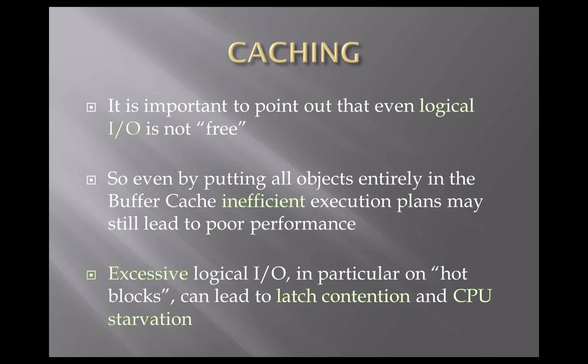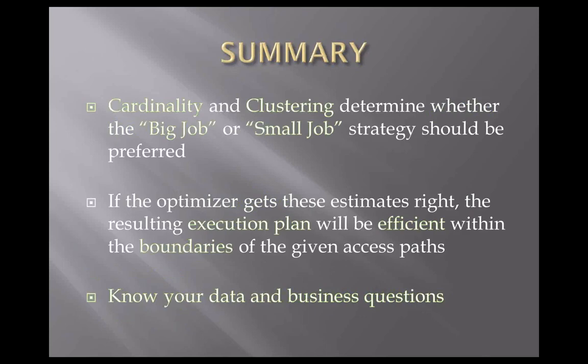So even with very good caching, all the other things that I've mentioned, how many rows, how scattered, how clustered is your data, is still a very valid point, so that you end up with efficient execution plans where the optimizer chooses the correct big job, small job approach so that it gets this right. Even with very good caching, it's still important.